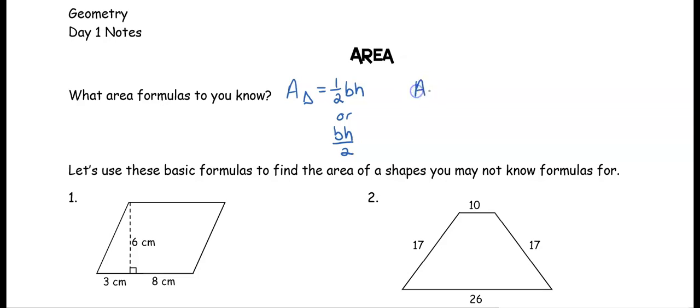Maybe you also remember the area of a rectangle, which is base times height, or you may have also been taught this as length times width. So those are the two that most of the time you guys will remember. Sometimes you'll remember the circle formula that you've learned already.